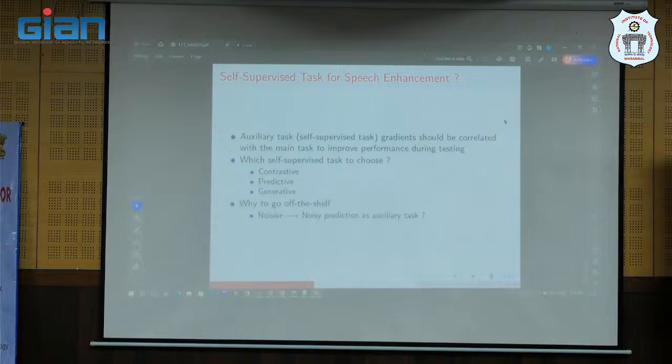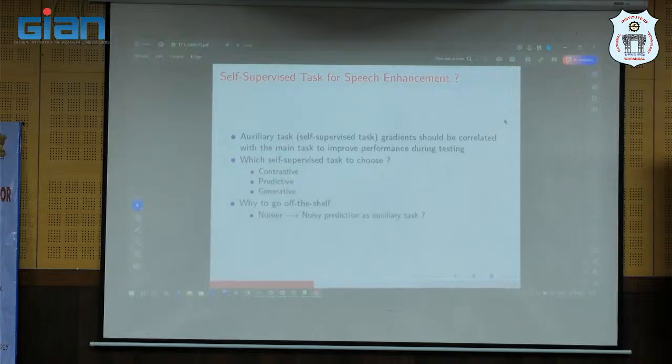Models like noisier-to-noisy prediction have been explored for self-supervised speech enhancement, but in this kind of setup they haven't been explored much. They haven't used it to change the network parameters during testing. So we can now use this kind of task to update the network parameters based on the input signal. If it is coming from a different noisy environment than the one we trained on, we can update the network parameters and get a better estimate.